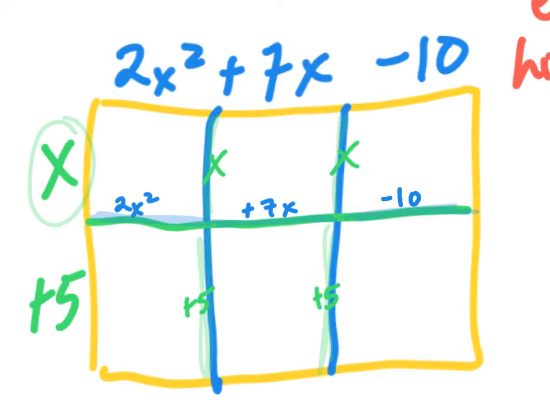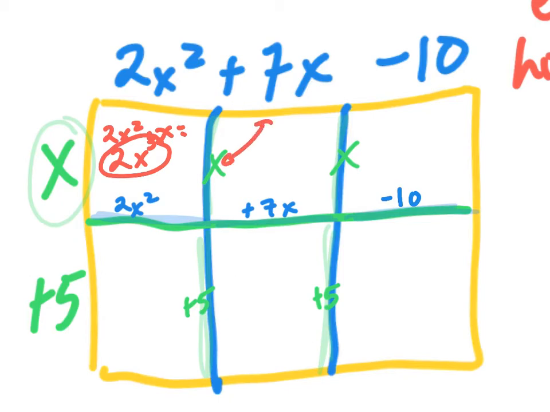Now that we've fully annotated our box method diagram, let's use that in order to figure out what should go inside the tiny boxes. So over here, we're going to be multiplying 2x squared times x, and that is equal to 2 times 1 is 2, x squared times x is x to the third power. So this is my product. Let's move on to the next one.